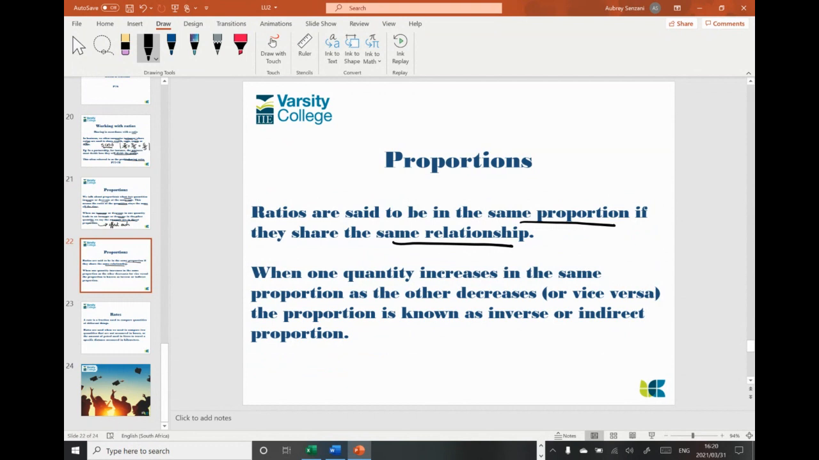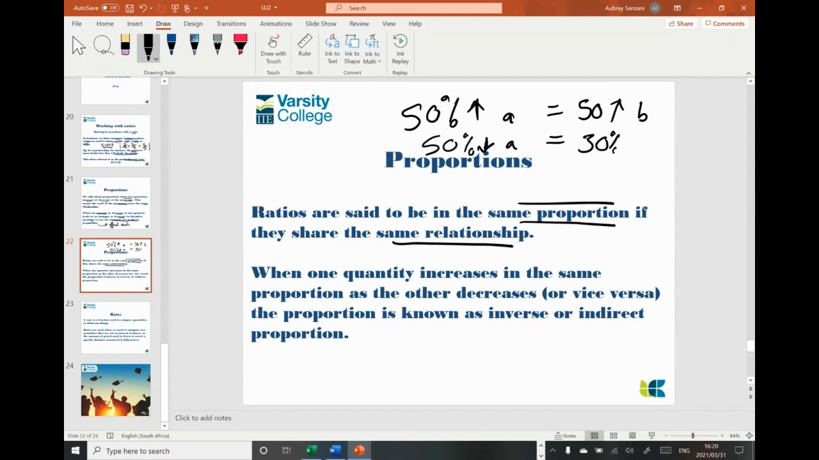So in other words, if a 50% increase in one, let's call it A, equals a 50% increase in B, then they're in the same proportion. If a 50% decrease in A is equal to a 30% decrease in B, then they're not in the same proportion.